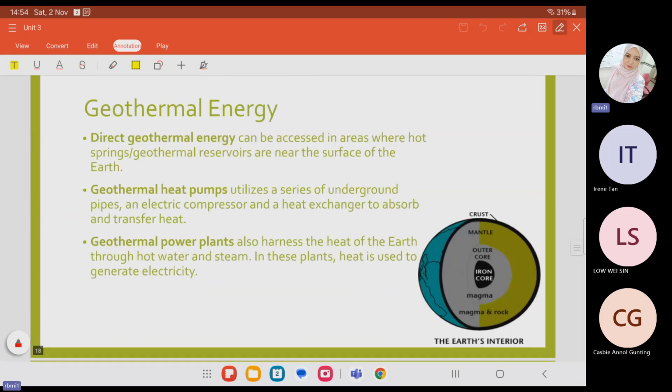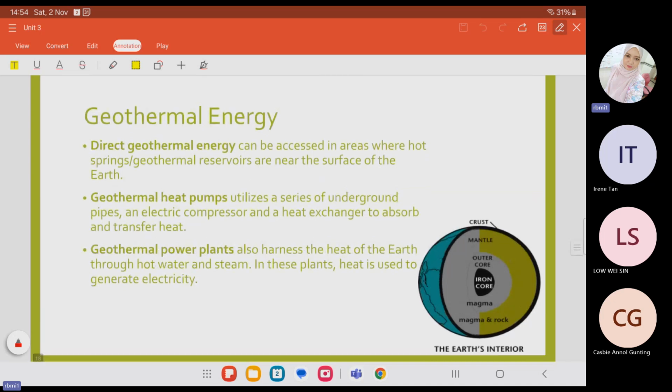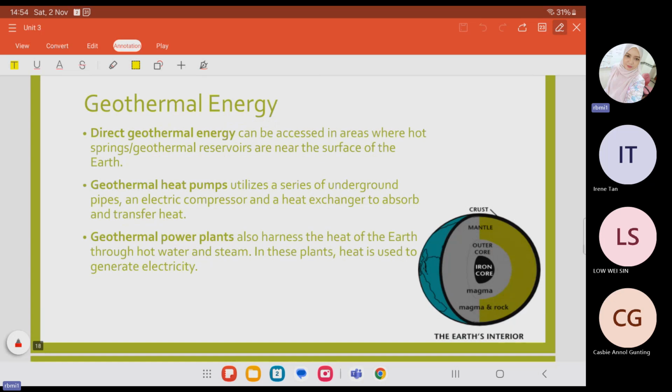Okay, next we have geothermal energy. As you can see, the figure here shows the Earth's interior, from the crust, the Earth's surface, down to the iron core. So the heat is actually produced from the center of the Earth, we can say from the iron core.